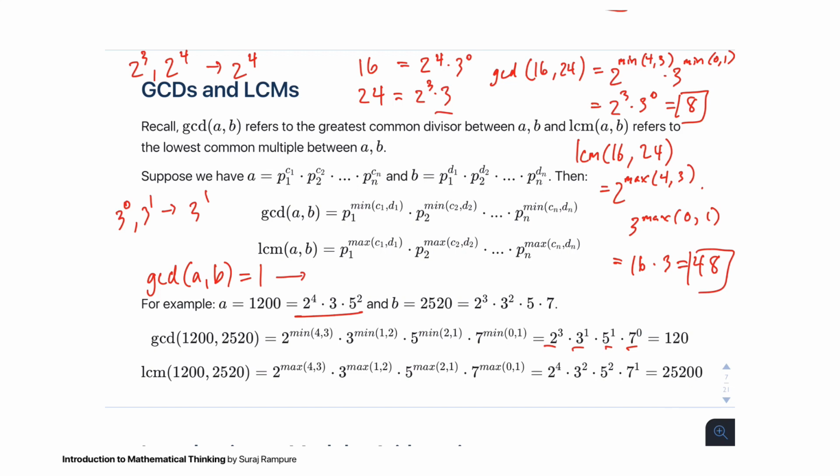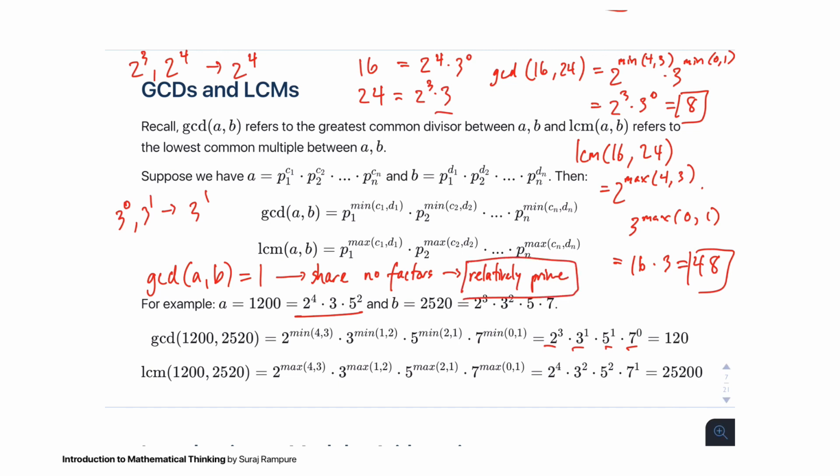Okay? So if the greatest common divisor of two numbers a and b is 1, it means they share no factors. Another equivalent way of saying this is that they're relatively prime. Okay? Share no factors other than 1. Right? We call this relatively prime.